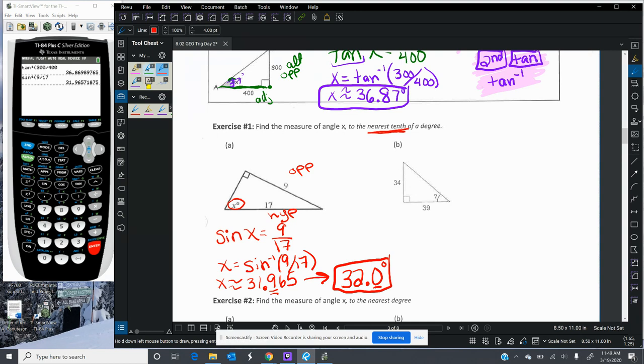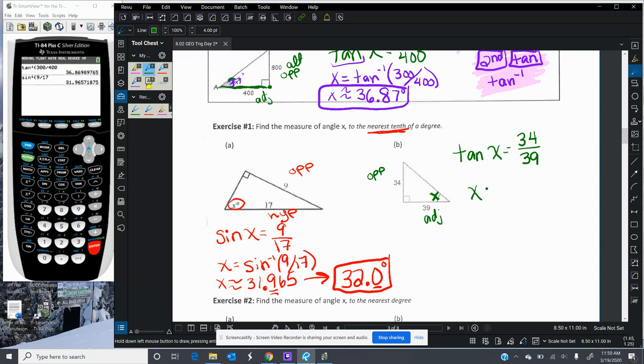For the next example, B. Okay, we're trying to find the measure of an angle. We start to identify our opposite, adjacent, hypotenuse. So the opposite side is 34, our adjacent side is 39. Opposite, adjacent, so tangent of angle x equals opposite 34 over 39.